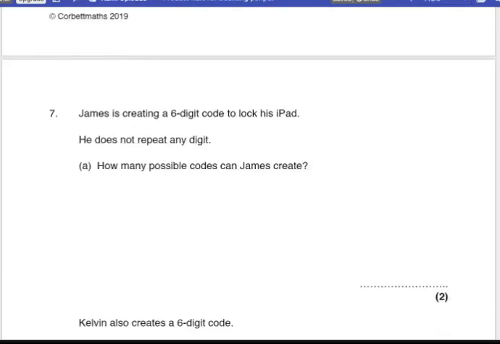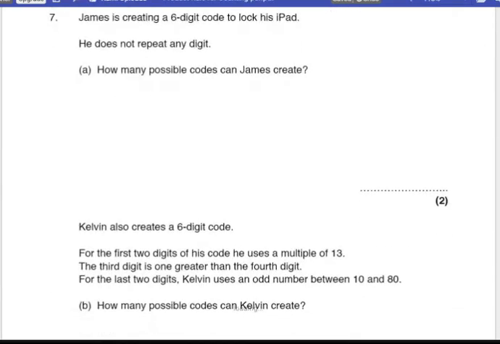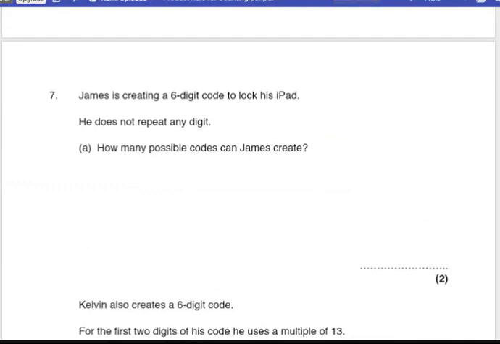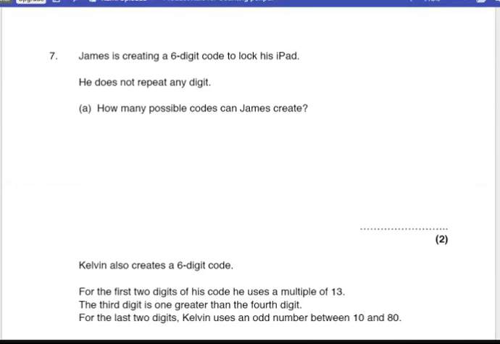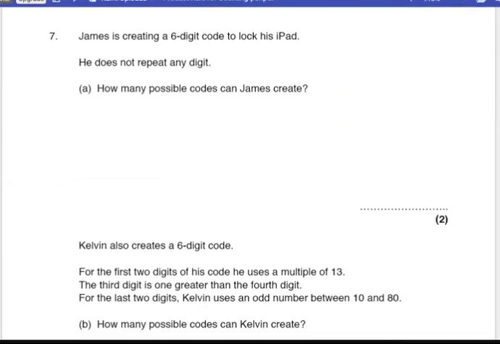I think we have time for one more. Okay, yeah, we've got time for one more. Just this one here.